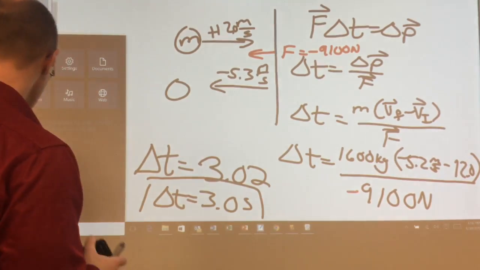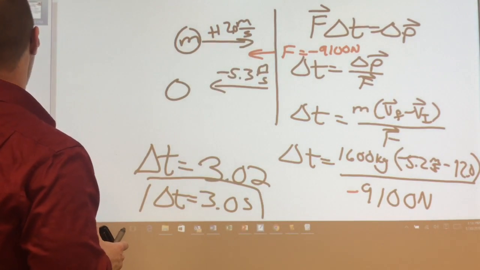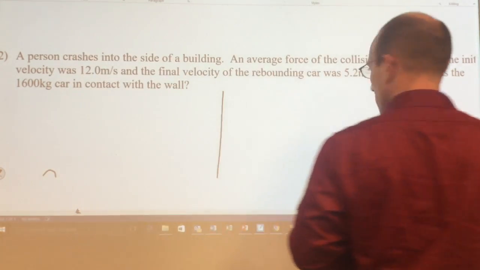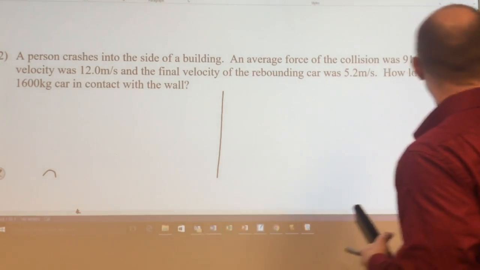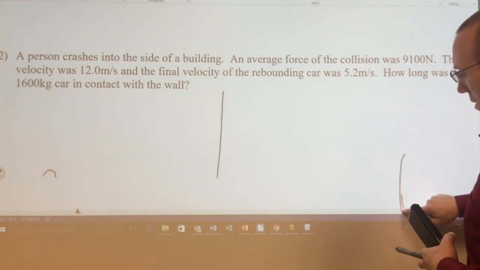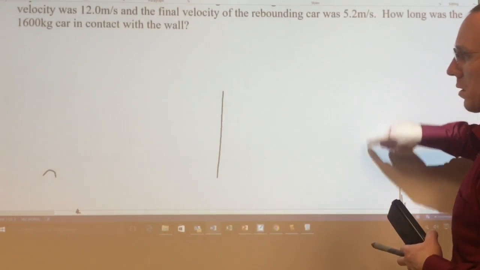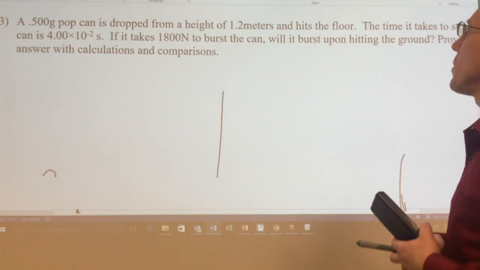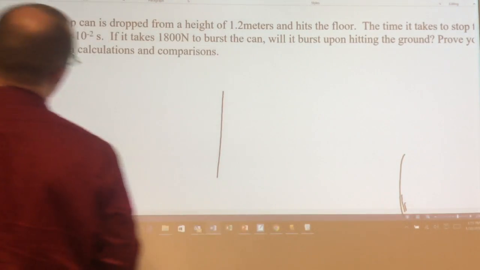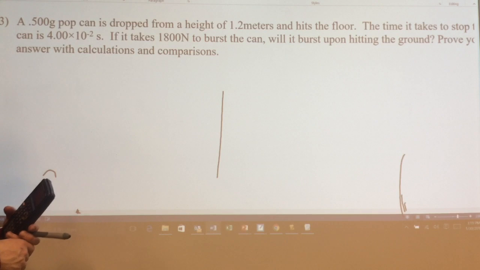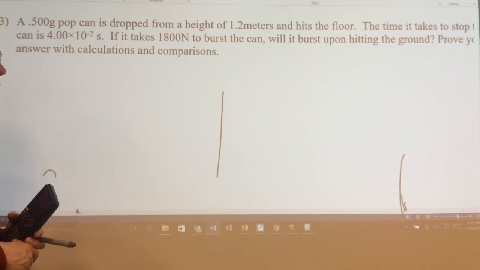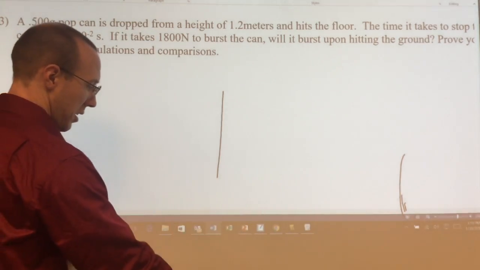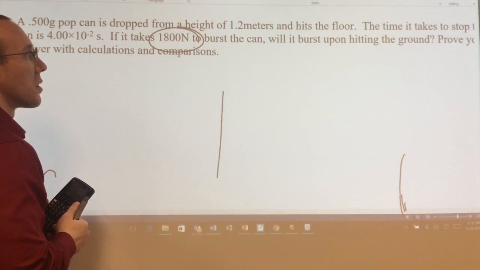All right? So let's take a look now, lastly, at the final problem, if we can find it. It says a pop can is dropped from a height of 1.2 meters and hits the floor. It gives you a time. And then it says if it takes 1,800 newtons to burst the can, will it burst upon hitting the ground? So the real question is, how much force was there when it hit the ground? And we're going to compare it to that number right there.